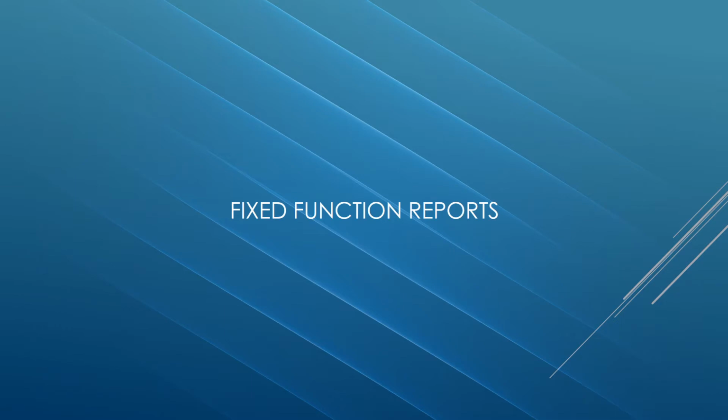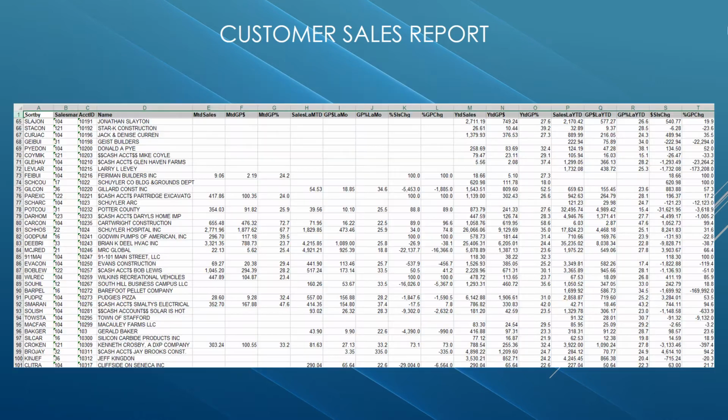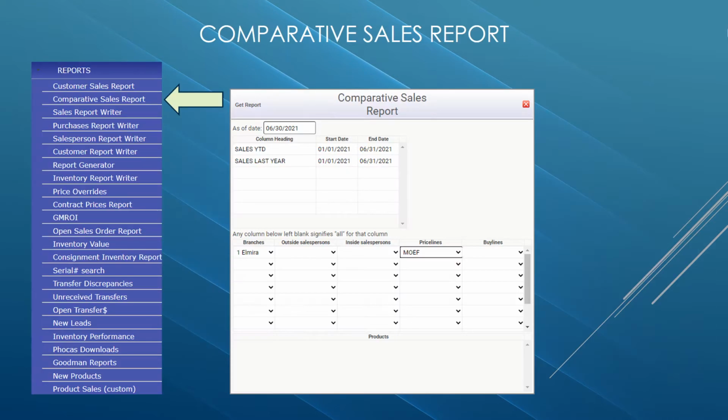Fixed function reports. Sales reports. The customer sales report will let you see the sales trends for each particular customer to help you make pricing and sales decisions. In this report, the sort by is the assigned salesperson, so you can identify trends particular to an individual. The comparative sales report is more detailed than the customer sales report.